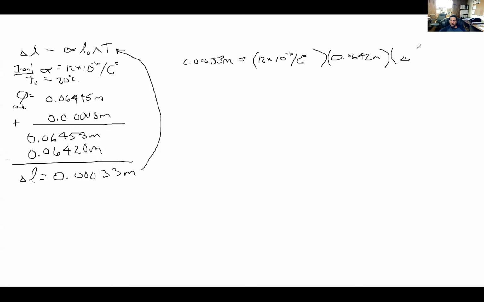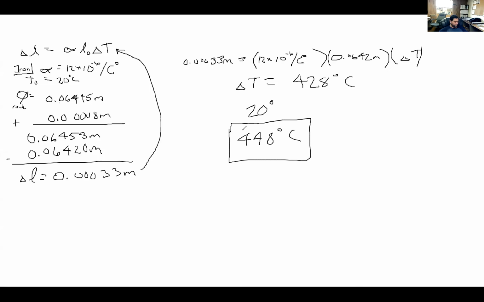And we want to find the change in temperature, right? So pretty simple algebra. Our change in temperature we need is 428 degrees Celsius. If we have a starting ambient temperature of 20 degrees, we got to get this rod to 448 degrees Celsius. Right?